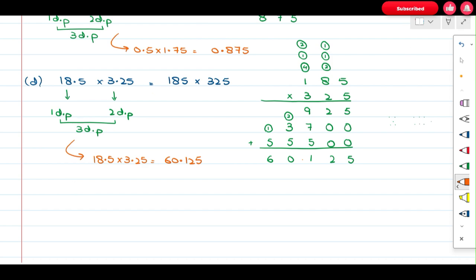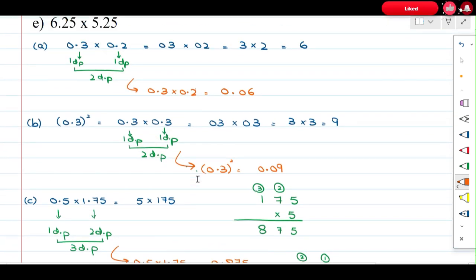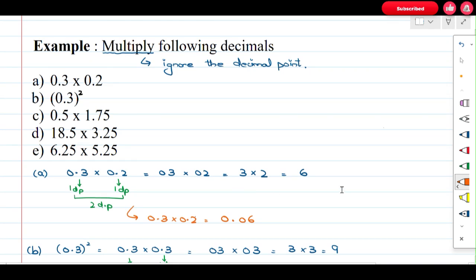All right. I hope you guys understand how to do the multiplication of decimal numbers. Now part E, 6.25 multiply 5.25. This is for practice. You can practice this multiplication question and you can send me the answers in your comment section. Okay. Let's move to the division.